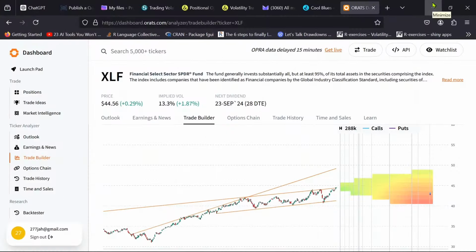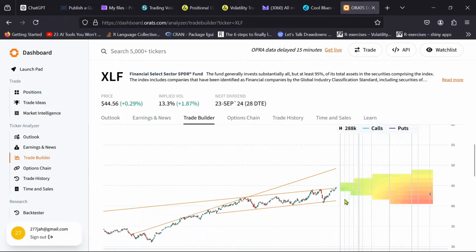Here is XLF a year later from the spreadsheet. I just thought I'd add this. You can see it's not gone up much. It was $38.85 then. It's only gone up to $44.56 a year, maybe a year and a half later. But my point is, I personally wouldn't trade it. I don't think it's quite liquid enough. But no, it's still okay.